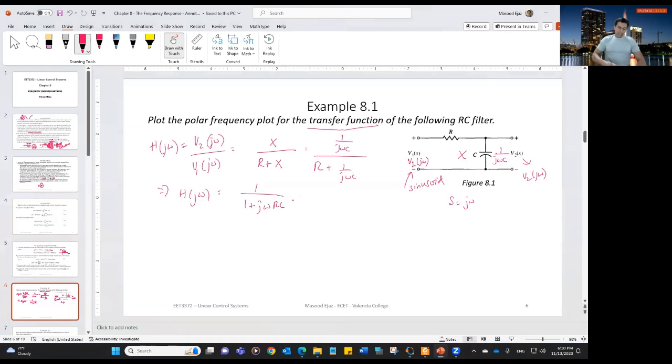So let me ask you this now. Again, we have a complex number. And let's see who can answer the question. So first, easy question. What is the magnitude of this? One.